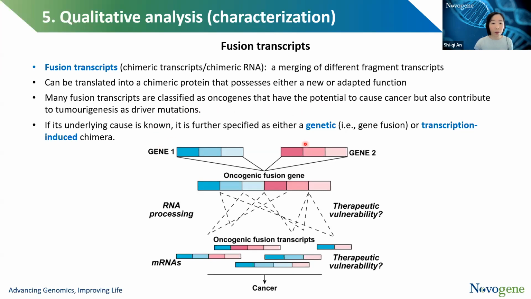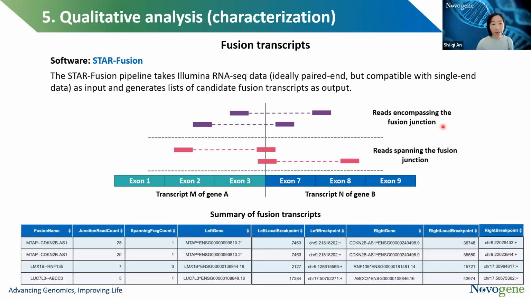There are two different types, depending on where the fusion happened. If it happened at the genetic level, basically the gene itself is fused, then this is a genetic fusion, a genetic chimera. If the gene is not fused, and it's only fused at the transcript level, then this is a transcription-induced chimera. It depends on how it originated. The software we use to identify those fusion transcripts is called STAR-Fusion. STAR-Fusion takes Illumina RNA-seq data as input and generates a list of candidate fusion events as the output.